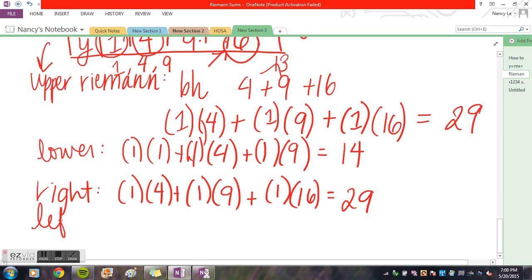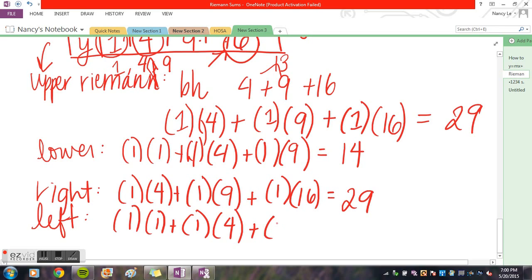And then for your left, you do the same thing, but only with the left values now. So you'd have the width from 1 to 2, that'd be 1, times the left value, which is 1, plus 1 times the left value, which is right here, 4, plus the width from 3 to 4, which is 1, times the left value, which is 9, and that gives you 14. Now let's go to some problems.